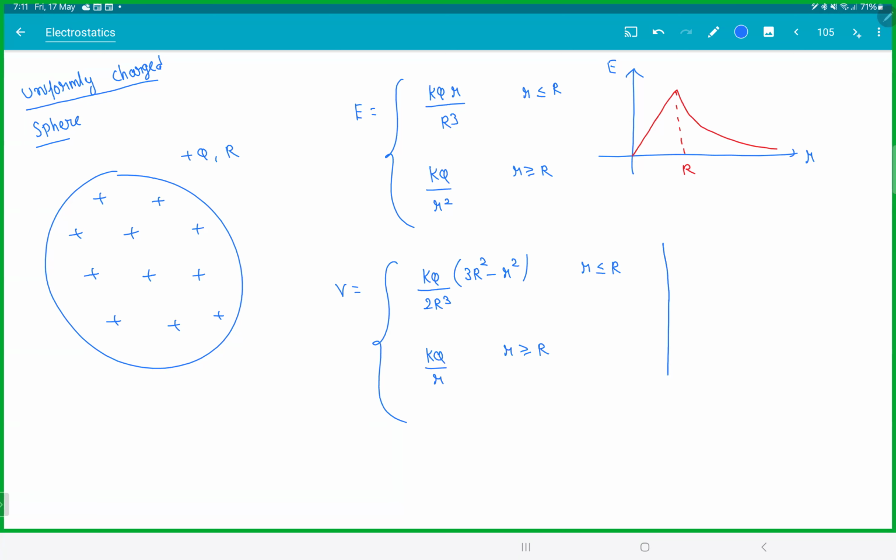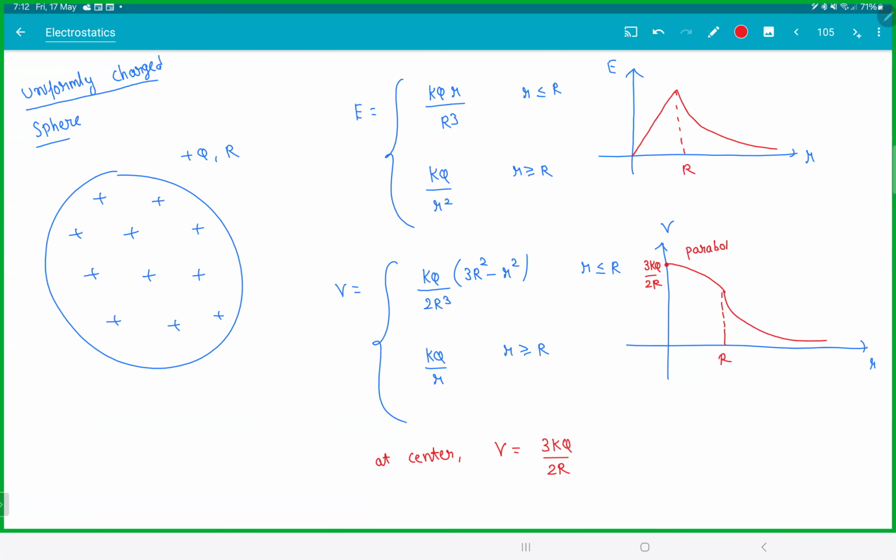And there is something more interesting here. This is another goof people make. What is the potential inside a solid sphere at the center? People say 0. If you observe here, if you put r equal to 0, at the center the potential is 3KQ by 2R. It's not 0. So the potential actually starts at 3KQ by 2R, and if you see, the graph is actually parabolic. It's a minus r square thing like this, and then it decays. So the starting part of the graph is a parabola.